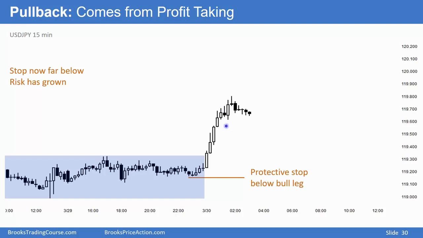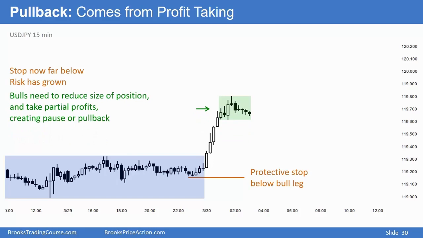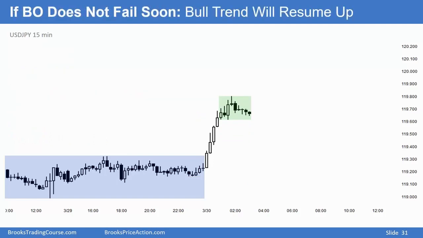And that's why you get a pullback. Even though it's a very strong bull trend, you still get a pullback. Because at some point, too many traders, too many computers decide they have to take some profits to reduce their position size. So that profit taking creates the pullback. But it's still a bull flag.